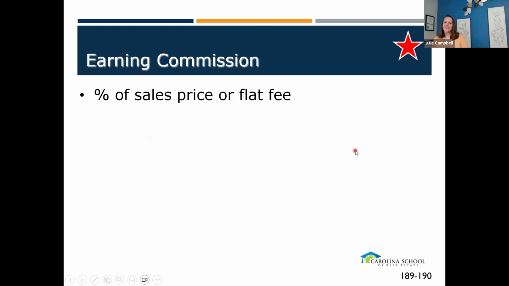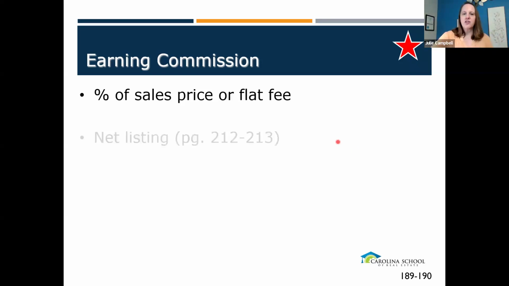Speaking of commission, typically commission is paid as a percentage of the sales price. What does the word "of" mean in a math problem again? Multiply. We'll probably get to commission math; I know we'll get to it next week. So, a percentage of the sales price, or maybe they just charge a flat fee, again, up to the firm's policy.